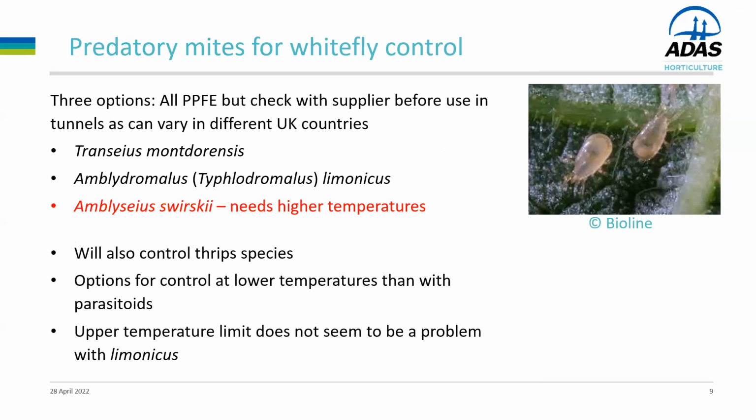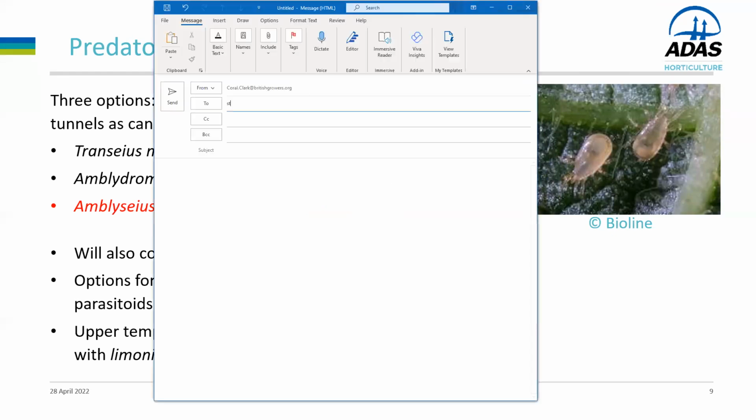So starting off with predatory mites for whitefly control, rather than parasitoids, because some of these are active at lower temperatures than the parasitoids. So we've got three main options here. They're all for use in permanent protection with full enclosure, but well worth checking with the supplier before use in tunnels, as that can vary in different countries. So for some products, it's different in countries such as Wales, if we've got any Welsh viewers with us today. So we've got the three predatory species of mites there.